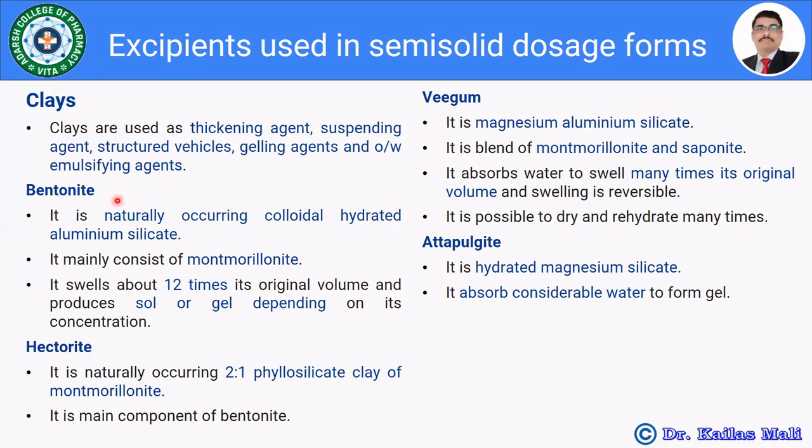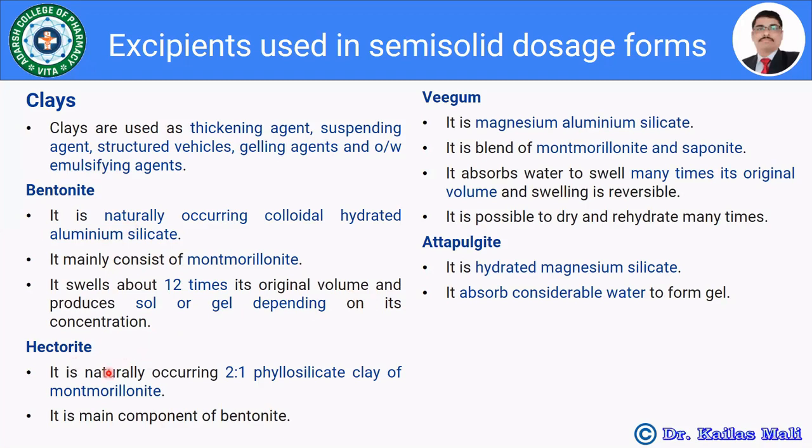So bentonite is a naturally occurring colloidal hydrated aluminum silicate. It mainly consists of montmorillonite. It is going to swell about 12 times its original volume and produces a sol or a gel depending on its concentration. So this is about the bentonite.